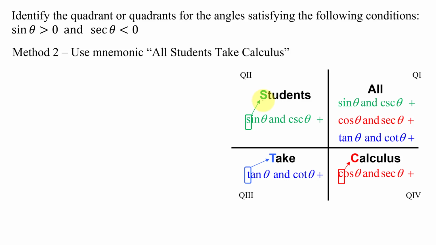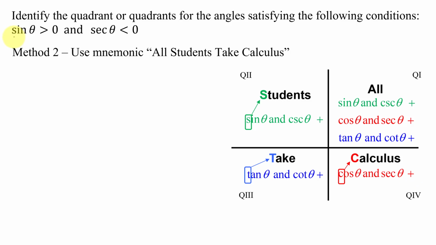In quadrant 2, the S in students stands for the sine of theta and its reciprocal, the cosecant of theta, are positive. Everybody else is negative. In quadrant 3, the T in take stands for the tangent of theta and its reciprocal, the cotangent of theta, are positive. Everybody else is negative. And calculus in quadrant 4, the C stands for the cosine of theta and its reciprocal, the secant of theta, are positive. Everybody else is negative.